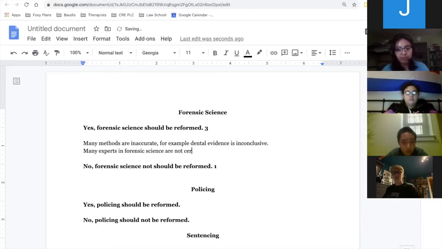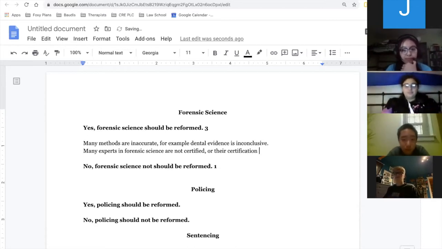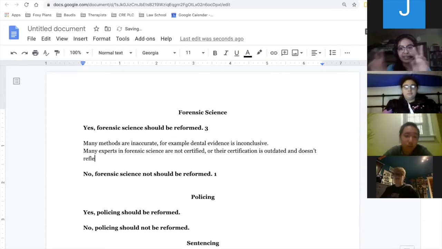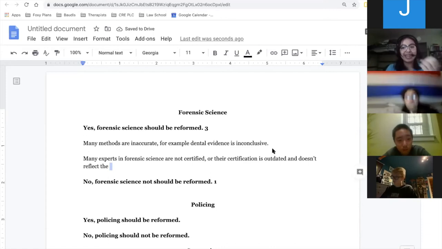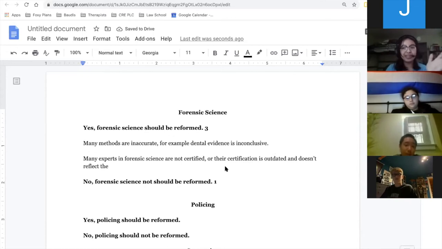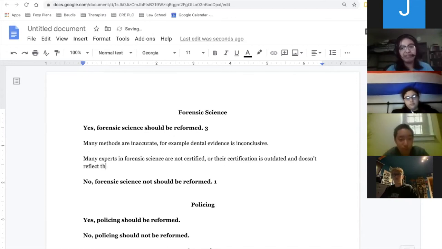Also to add on to that, even if they may technically be certified, they may have outdated knowledge that doesn't reflect the updated rules around forensic science. Additionally, in terms of the DNA type of stuff, we leave DNA everywhere, so it's not necessarily a conclusive thing, and a lot of people are biased toward forensic science because of media. Yeah.